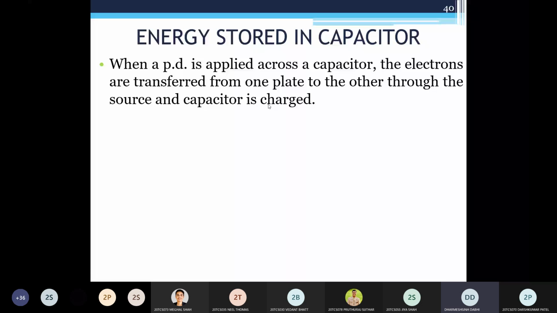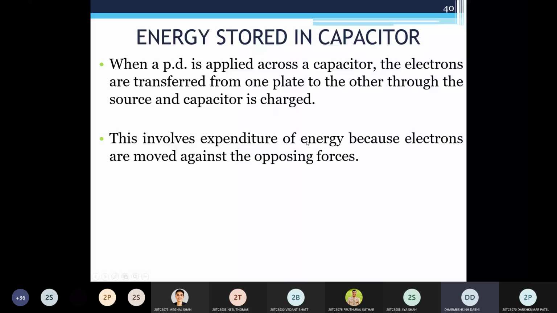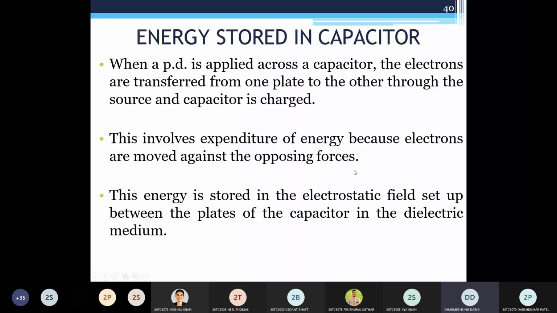So this process involves the expenditure of energy because electrons are moved from one plate to another plate against the opposite forces. Opposite forces means your supply voltage. Clear? So this process involves the expenditure of energy, and this energy is stored in the capacitor in the form of the electrostatic field, which is set up between the plates of the capacitor in the dielectric medium. As you know, the dielectric medium or insulating material is placed between the two conducting plates. So the energy applied to this capacitor is stored in the form of the electrostatic field set up between the two plates in the dielectric medium.